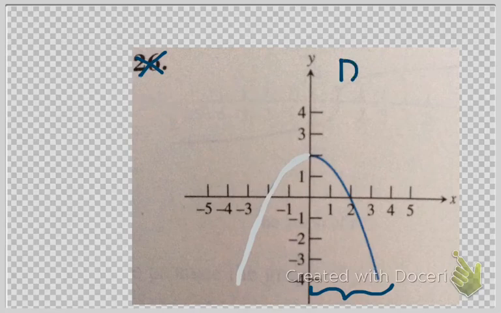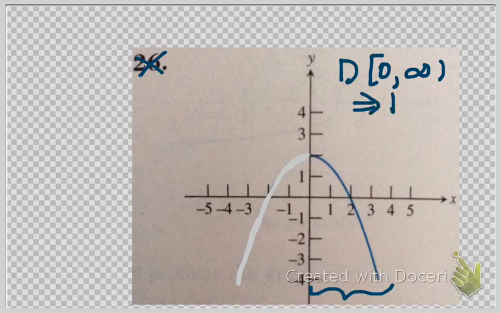So if I restrict my domain to 0 to infinity, then it does pass both the vertical and horizontal line tests, and that does make it one-to-one. Therefore, I'm going to draw the picture now to show what the inverse would look like. Well, remember, the inverse of something is just the same coordinates but switched.